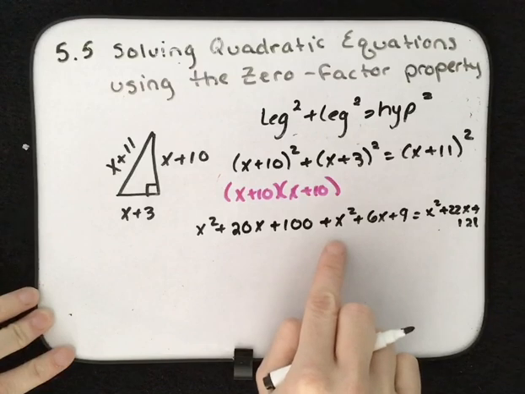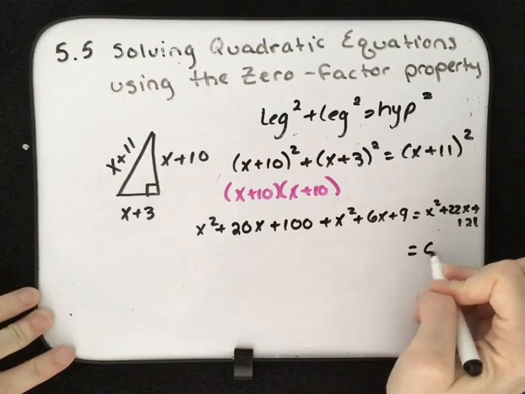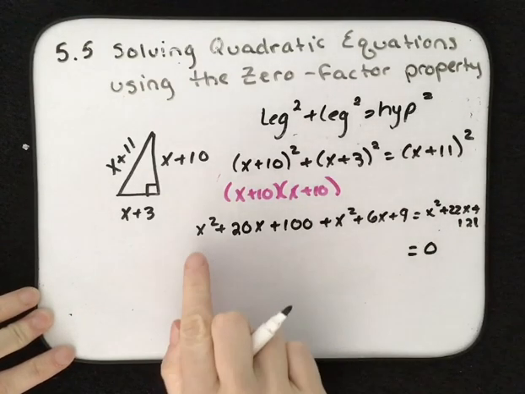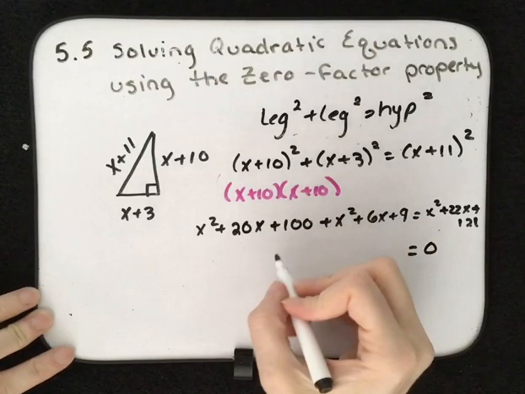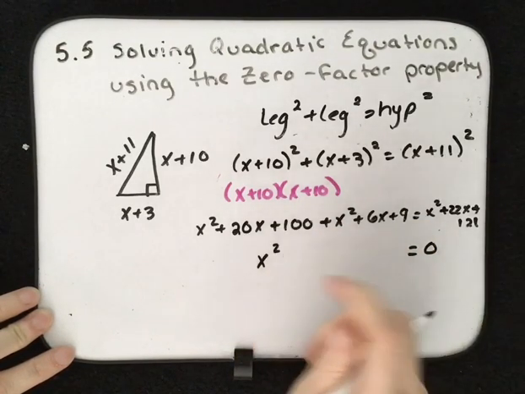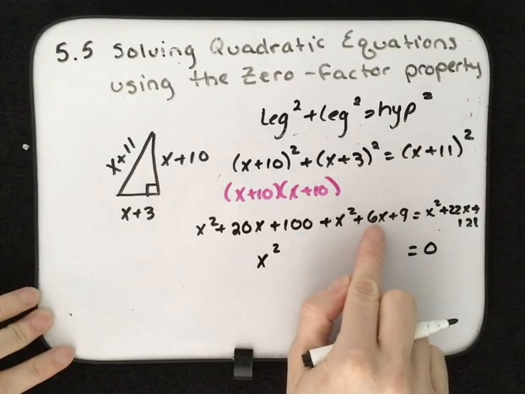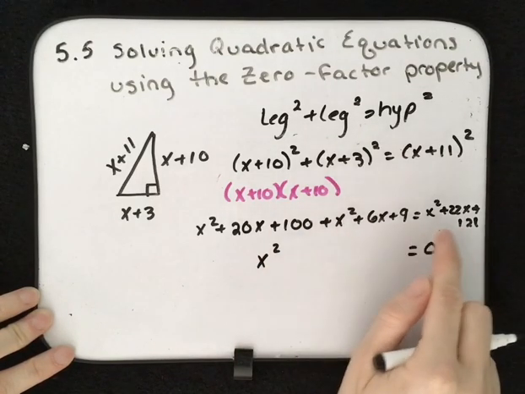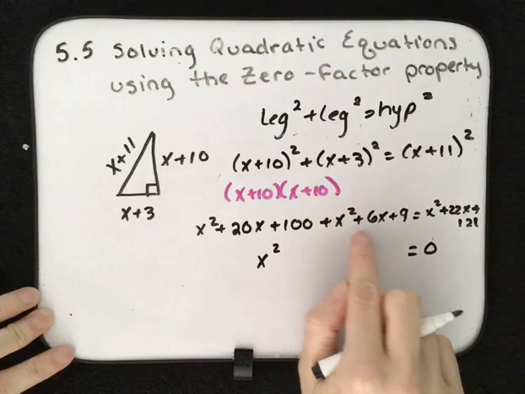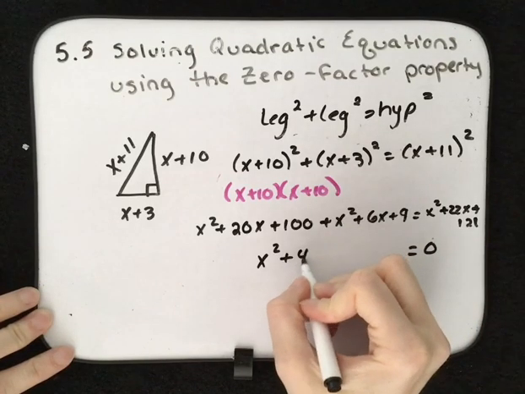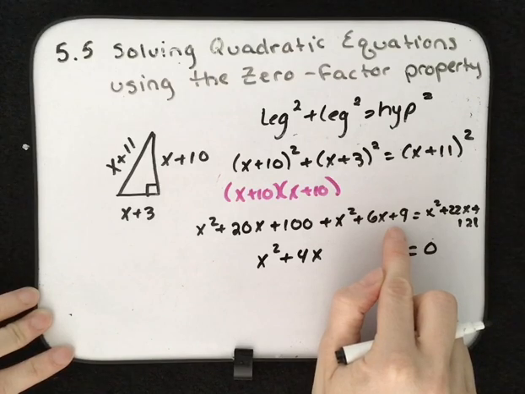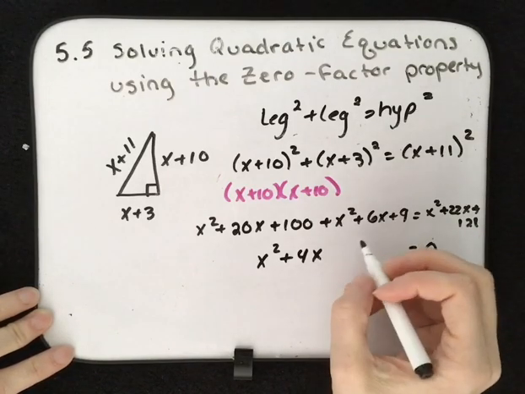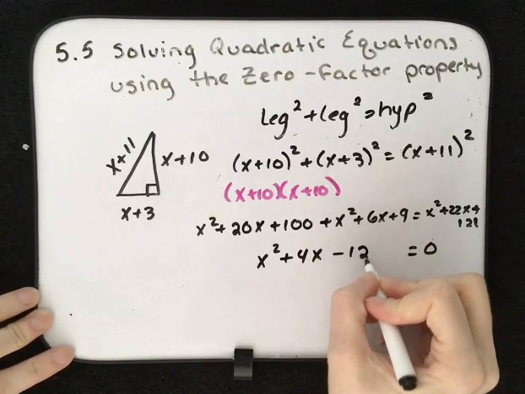Now we need to combine like terms. Let's move all of these over so that we get equals 0 on the right side. That gives us x squared plus x squared, moving this one over, minus x squared, so that leaves us with x squared. 20x plus 6x is 26x, minus the 22x when we move it over gives us 4x. 100 plus 9 gives us 109, minus 121 gives us minus 12.